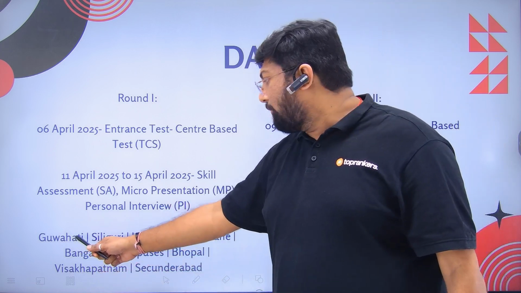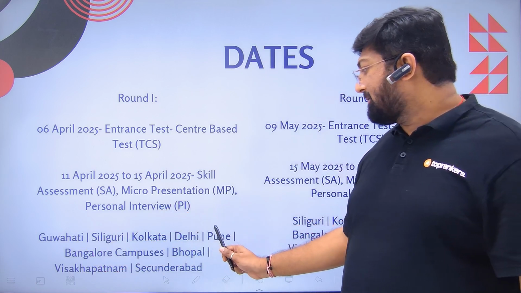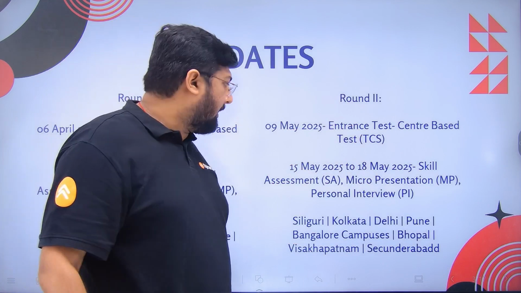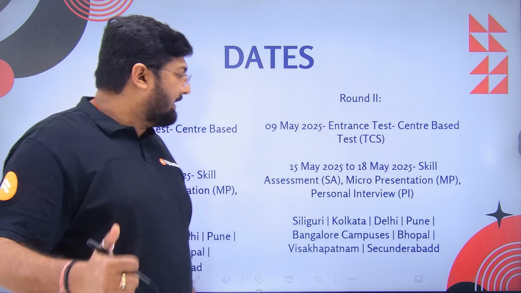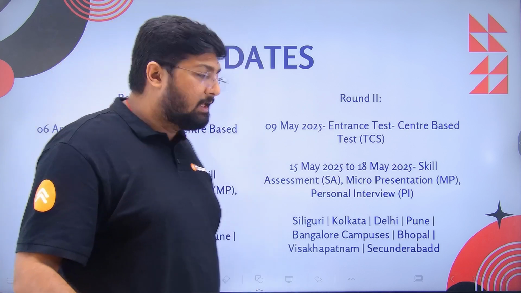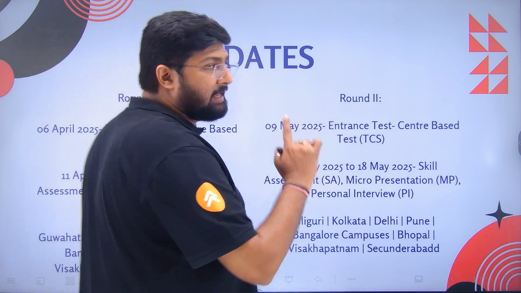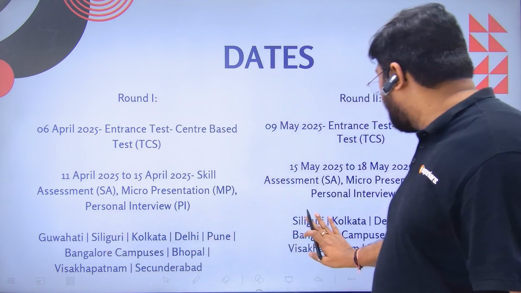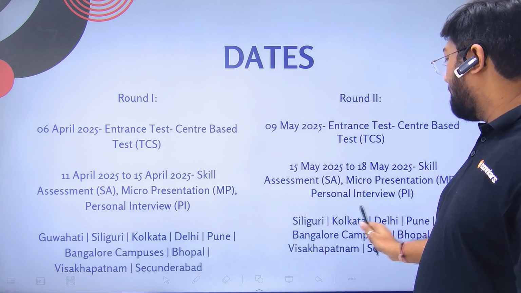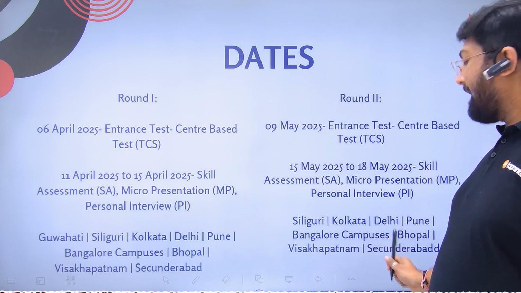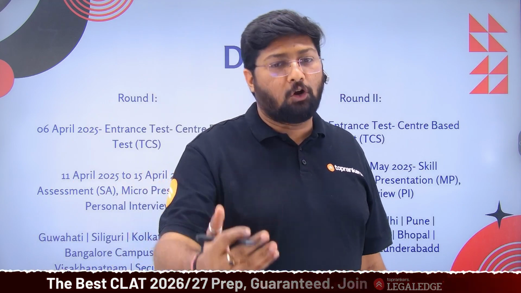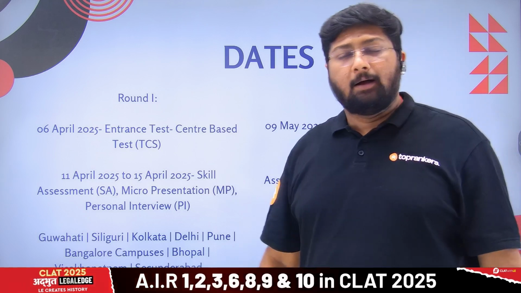So where are the centers? Guwahati, Siliguri, Kolkata, Delhi, Pune, Bangalore campuses, Bhopal, Vizag, and Secunderabad. Same for round two: on 9th of May, there will be a written test, center based again. From 15th to 18th May, there will be skill assessment, micro presentation, and personal interview rounds. All the centers remain the same for the second round, barring Guwahati. In the second round, there will be no Guwahati center, but the rest remain the same: Siliguri, Kolkata, Delhi, Pune, Bangalore, Bhopal, Vizag, and Secunderabad. You can choose based on your availability and preferences, where you can go and take these tests.